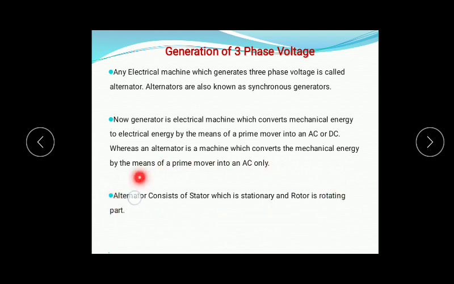In order to induce an EMF in the conductor, there should be a relative motion between the conductor and the magnetic field, keeping either of them constant. So the alternator consists of two parts. One is the stator, which is stationary, and the second one is the rotor, which is the rotatory part. This is very important.